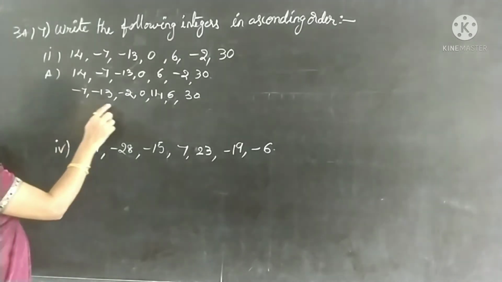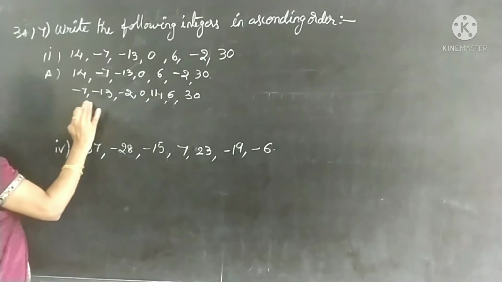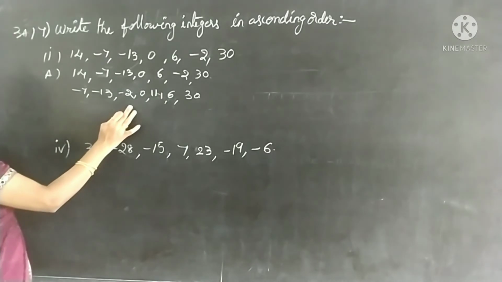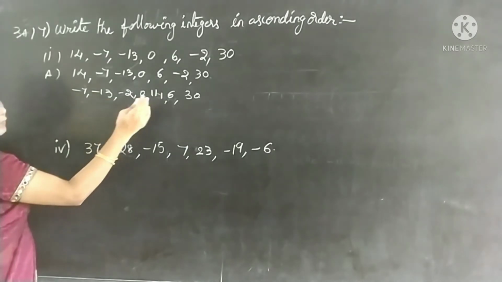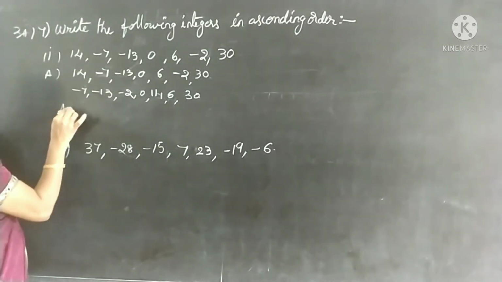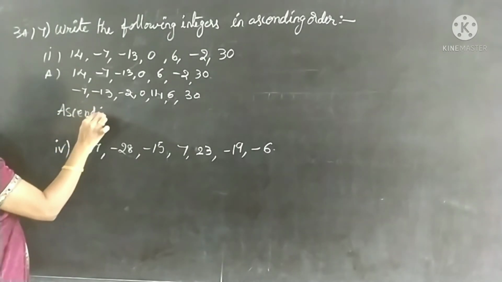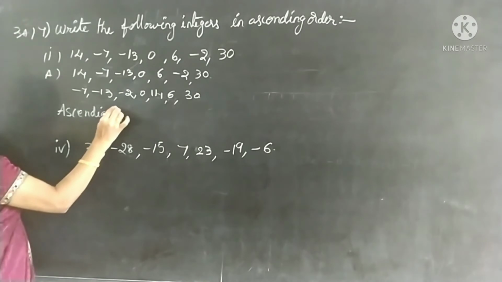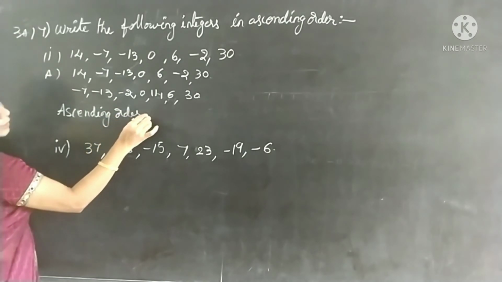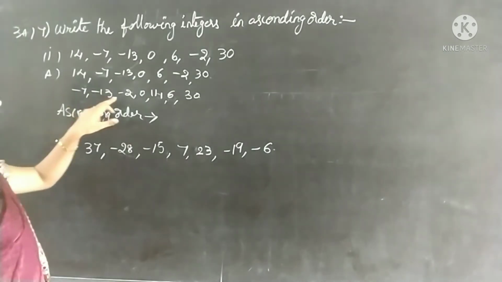Now arrange the negative numbers first. So from the smaller numbers, first you have to write the negative numbers. These are the smaller numbers. After that 0, after that arrange positive numbers in ascending order. So write down ascending order. So in this ascending order, first minus 7, minus 30, minus 2.